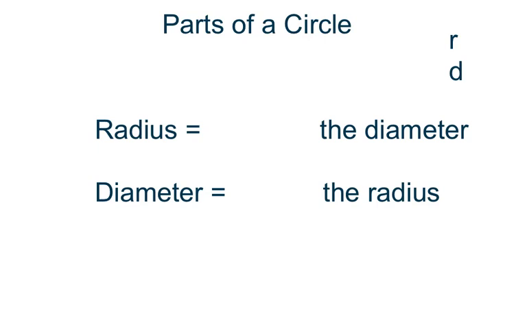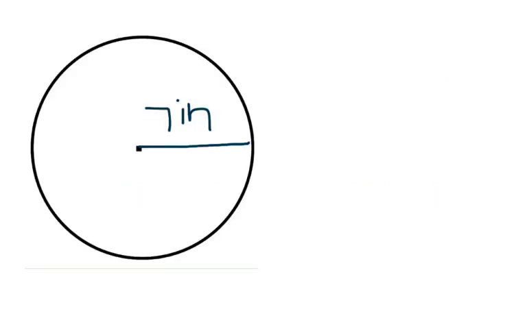Okay, so today we're going to talk about the parts of a circle. When we are discussing the parts of a circle, there's really two things that you need to be aware of. The first thing that we're going to talk about is the radius. The radius is this piece right here that you see.